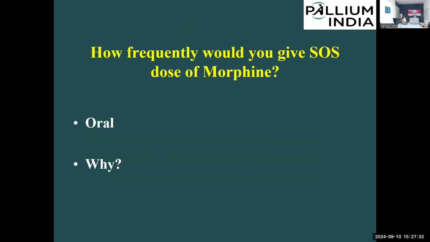This process of swallowing morphine, getting absorbed, reaching the liver, undergoing metabolism, and the metabolites getting into the systemic circulation to produce their effect takes around 45 to 60 minutes. So when an SOS dose of morphine is given orally, it takes around 45 to 60 minutes to produce its peak analgesic effect.